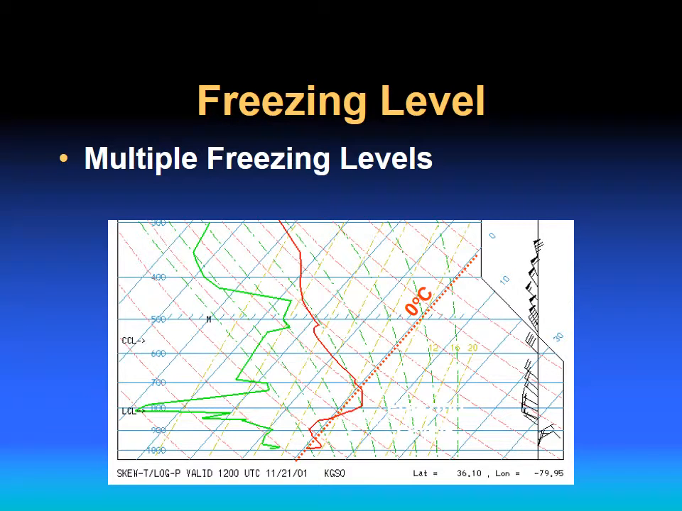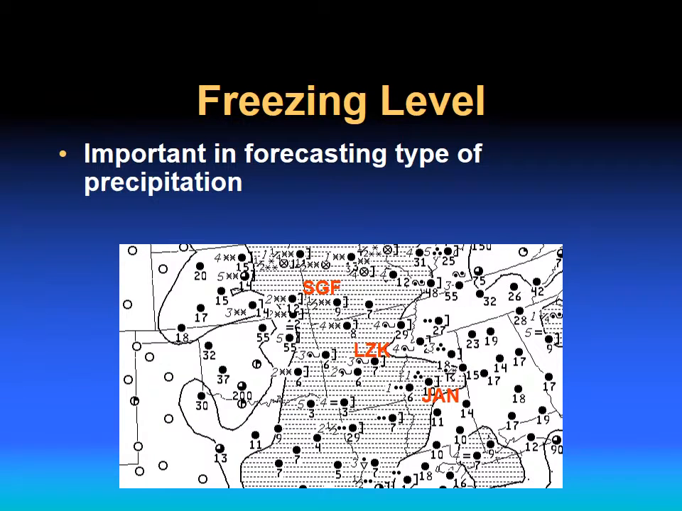Sometimes when the sounding goes up through the atmosphere, there will be multiple freezing levels, and it's important for pilots to know about this because it tells them where they can expect icing and where they may not expect icing. Also, this is important for forecasting different types of precipitation. For example, here's a particular day in the winter. You can see Jackson, Mississippi is receiving rain, Little Rock, Arkansas, freezing rain, and Springfield is receiving snow.